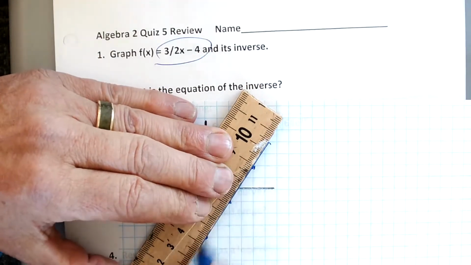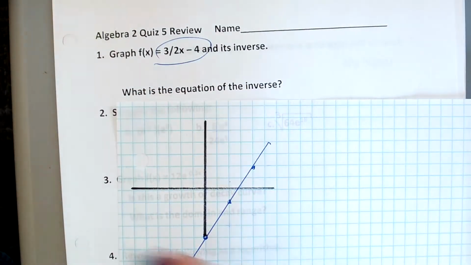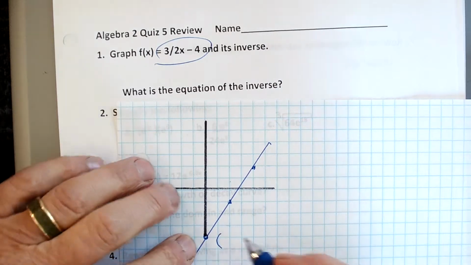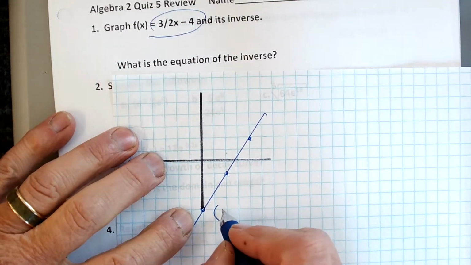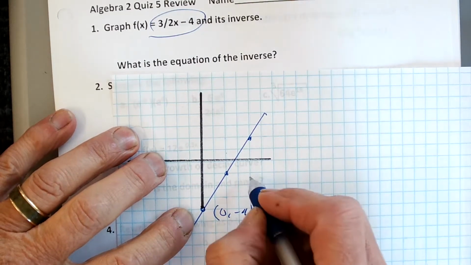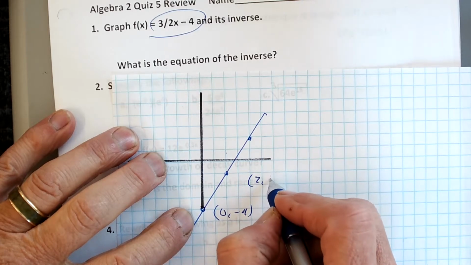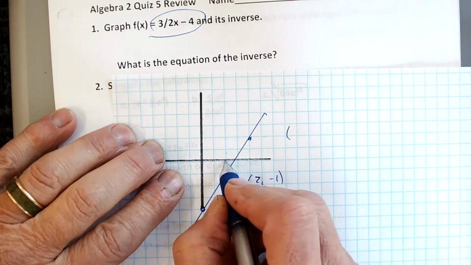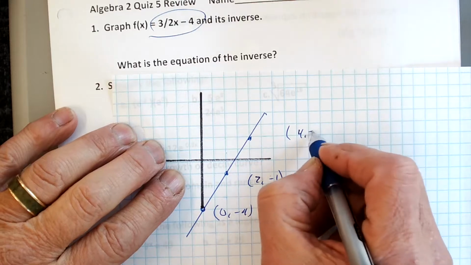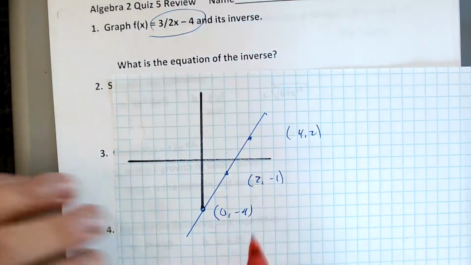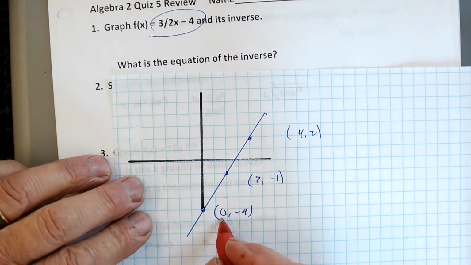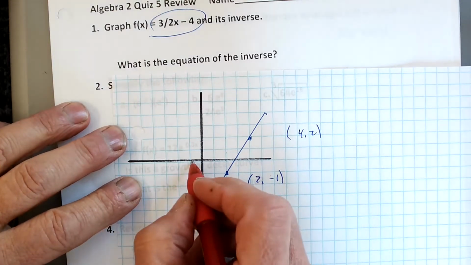Now, if I want the inverse, one of the ways we can do it is we can just take our points and switch our points, right? So we have a point at 0, -4. We've got a point at 2, -1. We got a point at 4, 2. If we switch those points, we'd have a point at 0, -4 switched to -4, 0.